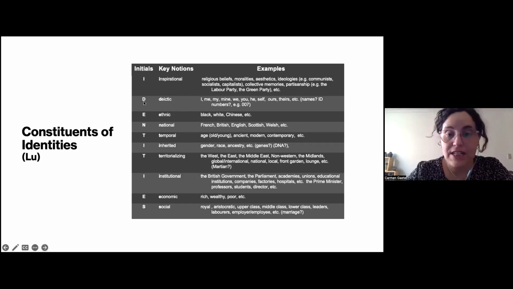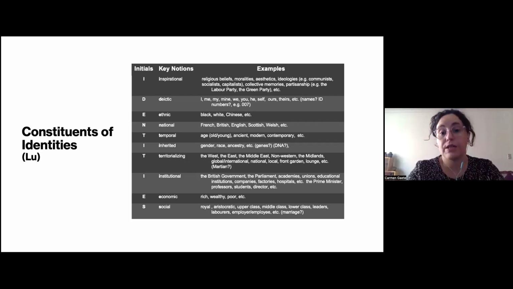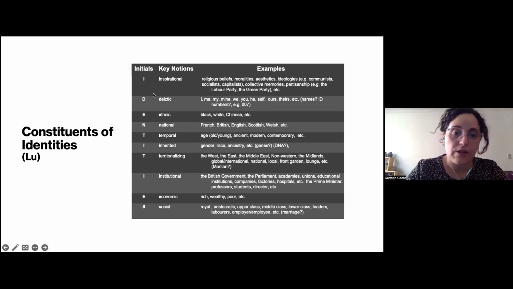So we have the deictic ones, the D: I, me, mine, we, you, he, self, etc., etc. So let us take the subject pronoun, we. That is going to be, for example, reinterpreted according to who is holding the turn in any given interaction. So the word we can represent we students, or in this case, we teachers of English. But in another completely different situation, we can refer to, for example, a whole nation when the president is addressing a whole country and he or she says we, that we is going to be different, of course. Same happens with the other pronouns, of course. So that's why we talk about the deictic notions of identities.